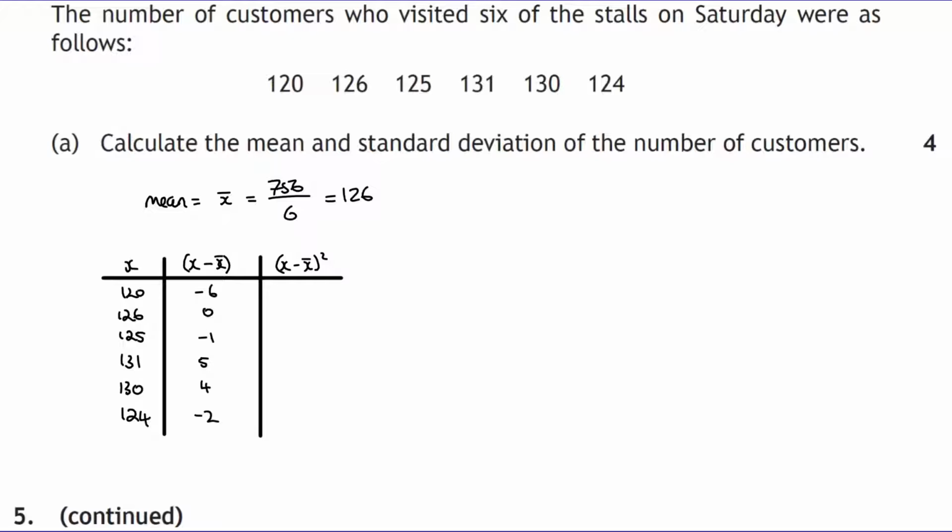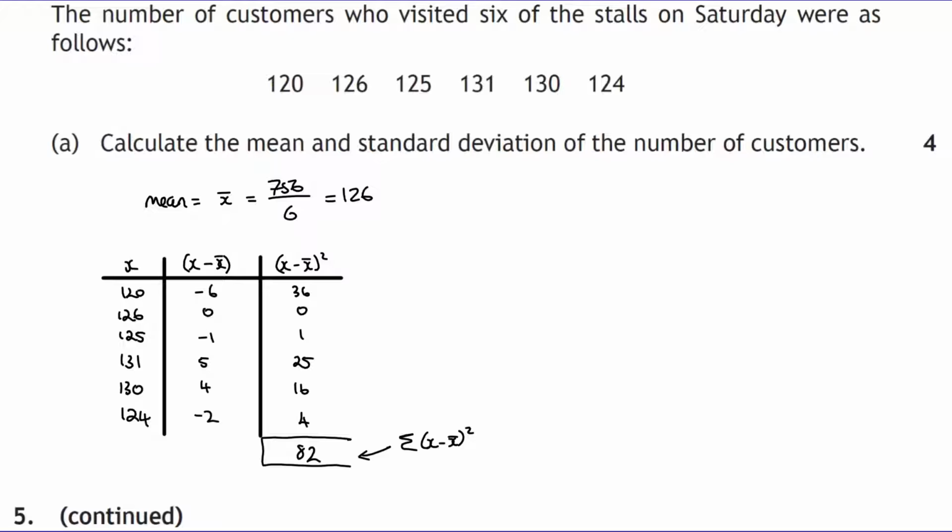So -6 squared would be 36. 0 squared would be 0. -1 squared, 1. 5 squared, 25. 16, and 4. What we're looking for at the bottom here is a total. So 36, add all these together. It is a calculator paper, so you may as well use a calculator so we don't make any silly mistakes when adding them together. That gives me 82. 36, add 1, add 25, add 16, add 4. Bingo. This is the sum of the x minus x bars squared.